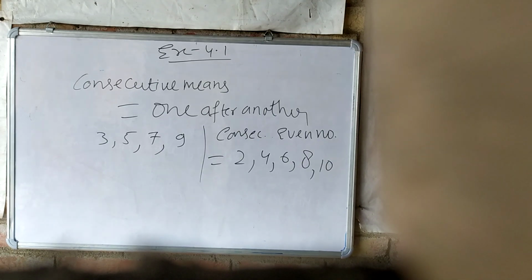We know that after 2, the next number is coming. Understand? So this type of number is known as consecutive number. It is written there in question number 9, 10. So it will make it easier now to understand the question.